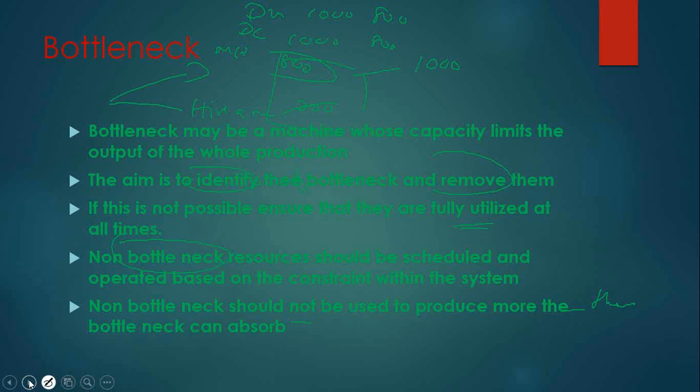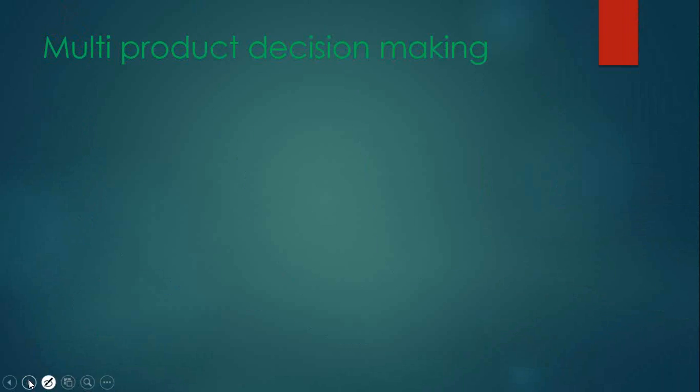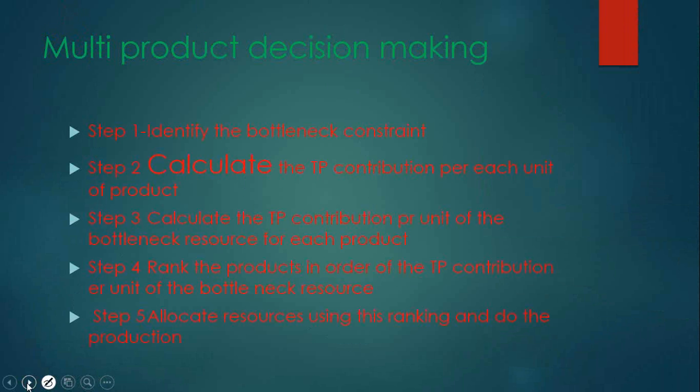So we are going to look at an example now, particularly when you are producing more than one product. So first of all, identify the bottleneck. What is the bottleneck? Then calculate the total TP contribution per each unit of product. Calculate the TP per unit of bottleneck resource. Rank the products. Step 5, allocate resources using this ranking and do the production.